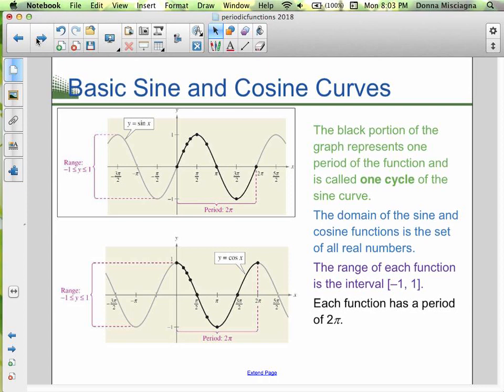Domain is all real numbers. That does continue on the x-axis. Though those are measures in radians, those are just numbers. They just have to be in terms of pi, because pi would be better to graph. We could make them 1, 2, and 3, but then we're struggling to figure out where pi halves fits between 1 and 2 and 3. So it's a lot easier if we just label our x-axis in terms of radians, and then we have nice pretty numbers to graph. So each function has a period of 2 pi.